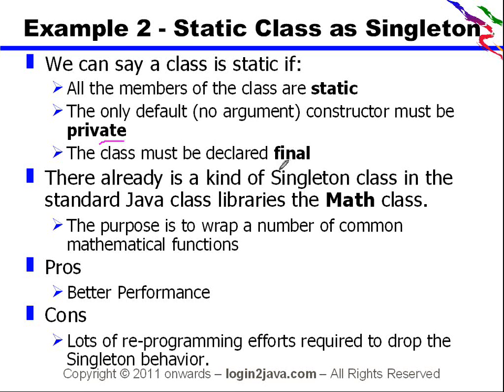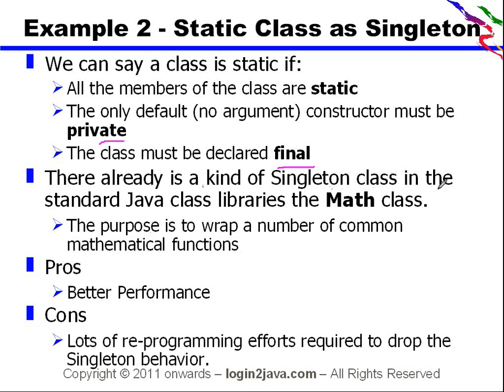Because we don't want to allow creating an instance of this particular class. And the class must be declared final. Why declare it final? Because we don't want it to get inherited. If we do not use the final keyword with the class declaration, subclasses can be created out of it, and the instance will exist within the subclass instance. So we should declare the class as final.